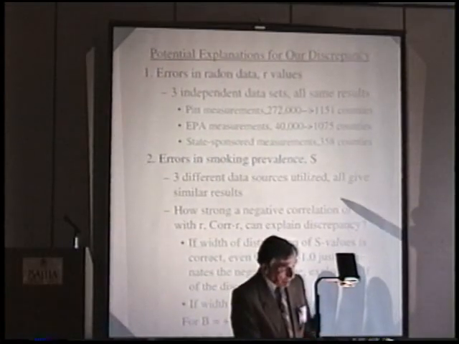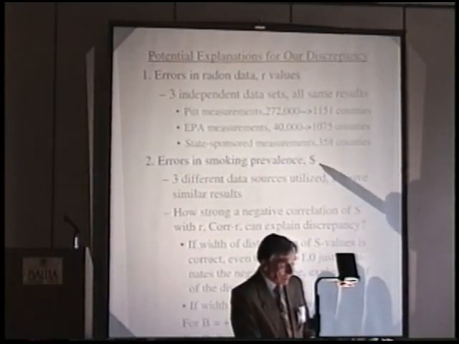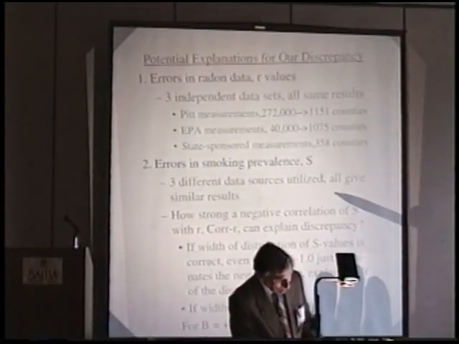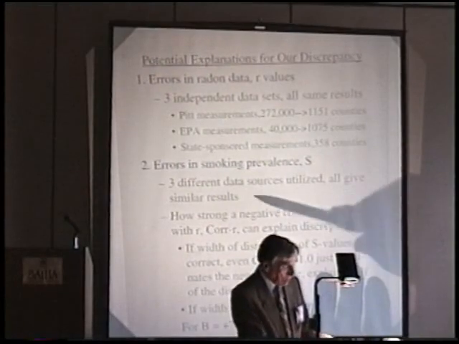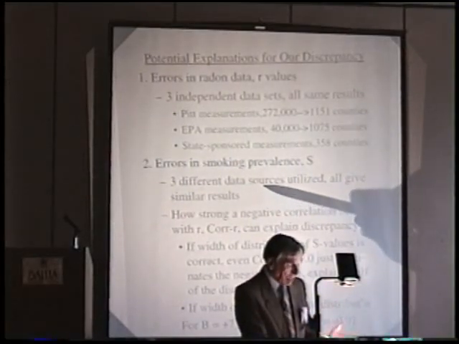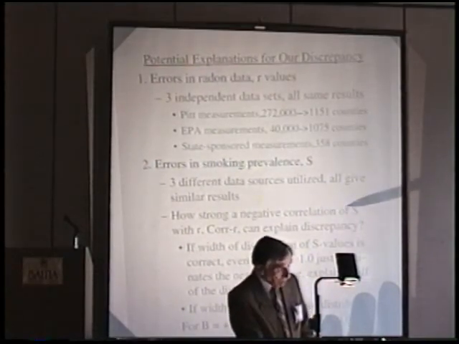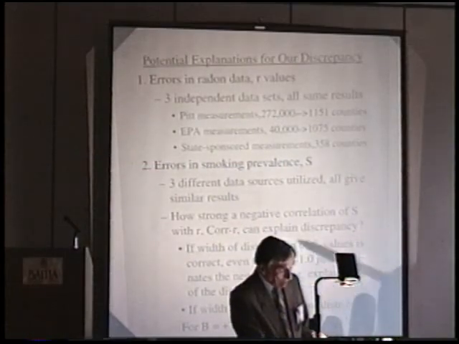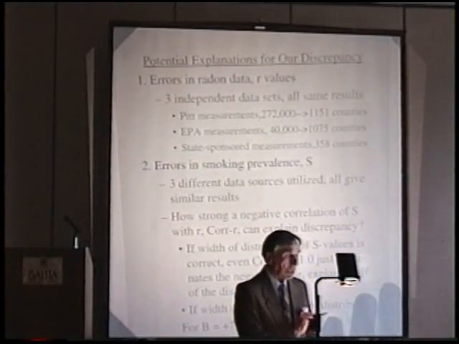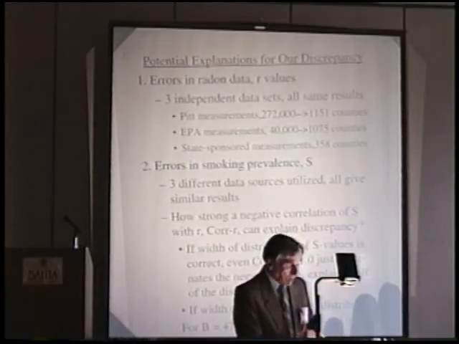Now, the next thing would be, what about errors in our smoking prevalence, which we call S, that is the fraction of the population that are smokers. We use 3 different data sources, and all give roughly the same results. But suppose we're wrong on all 3 of them. I asked, how strong a negative correlation between smoking prevalence and radon can explain the discrepancy? I call this core R, the correlation coefficient between radon levels and the prevalence of smoking in a county.